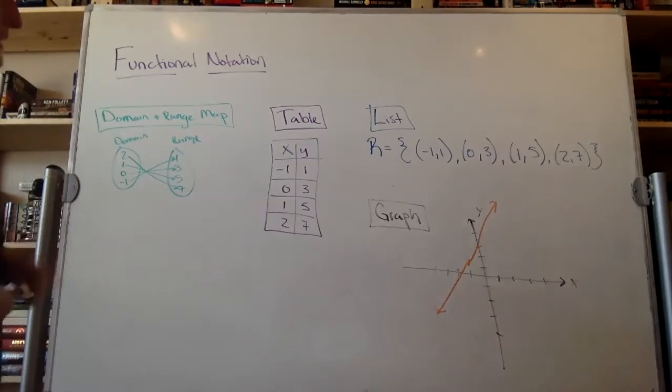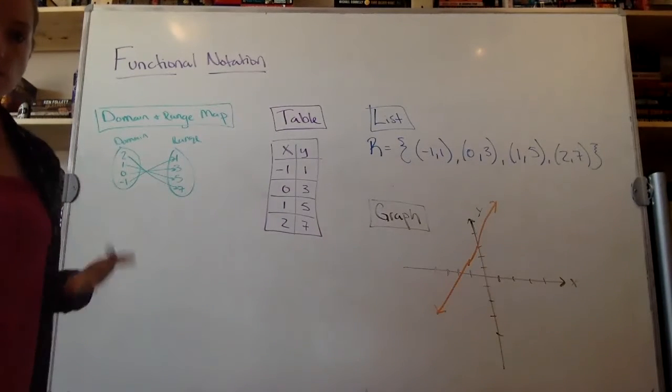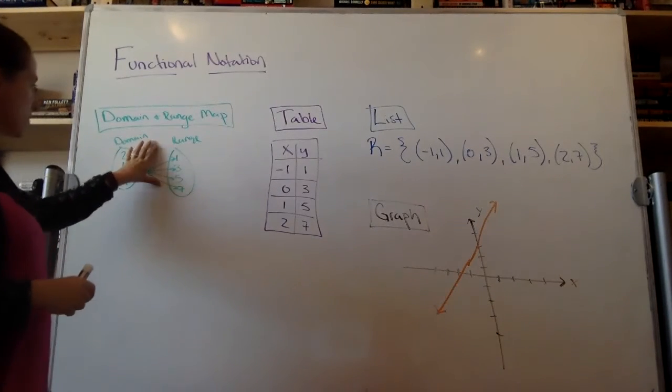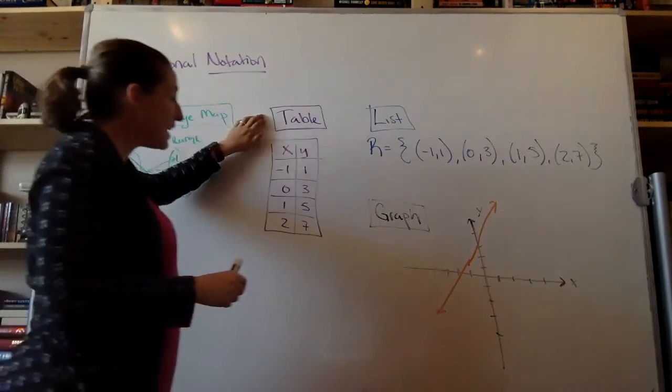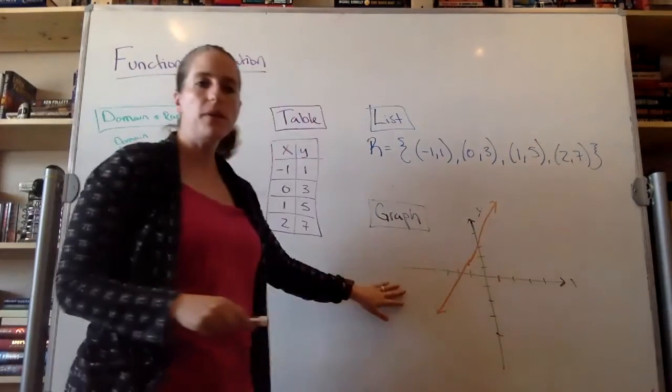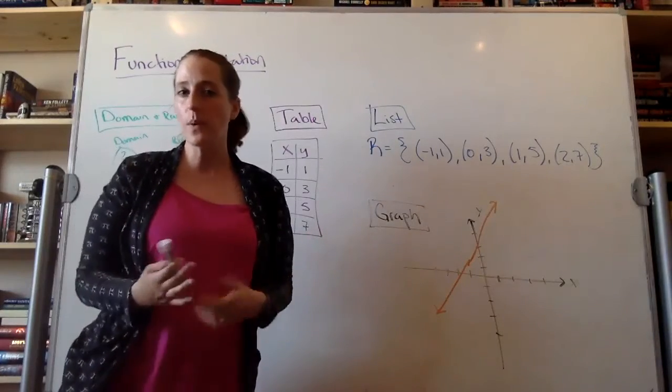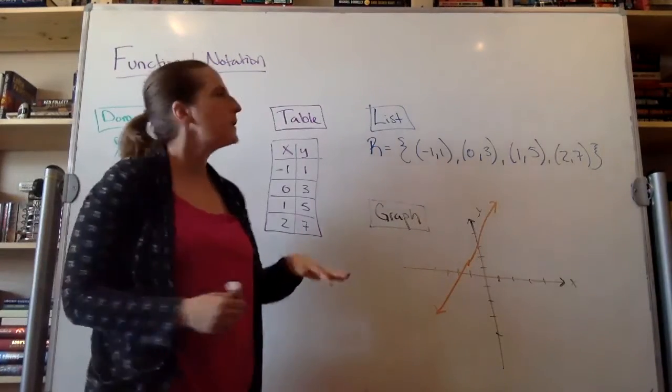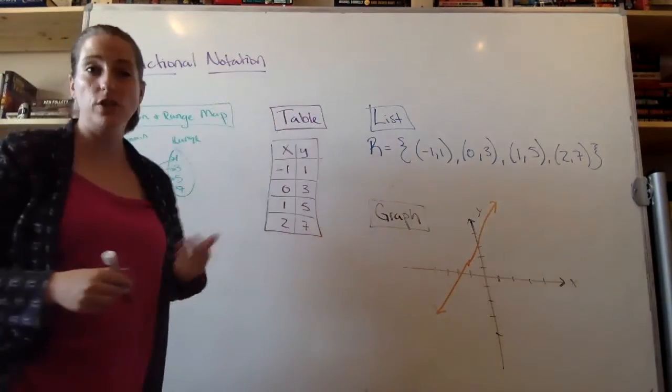All right, we looked at several different ways to represent relations or functions. We've looked at domain and range maps, like this guy. We've looked at tables relating x and y values. We've looked at lists of ordered pairs, and we've looked at a graph. All of these are different ways to represent relations or functions. And now I want to talk about something called functional notation.